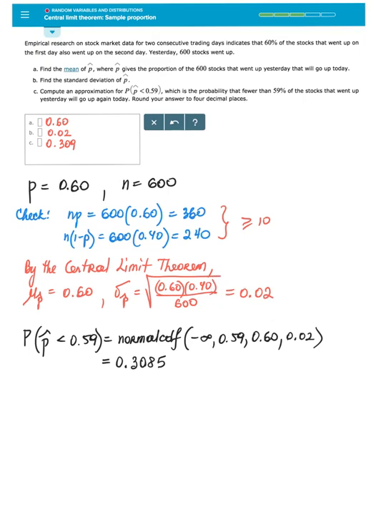Now I'm ready to apply the central limit theorem and compute the probability that p hat is less than 0.59, which is normal CDF, from negative infinity to 0.59 with mean of 60/100 and standard deviation of 2/100. This results in 0.3085, and I had to round to 4 decimal places based on these directions.